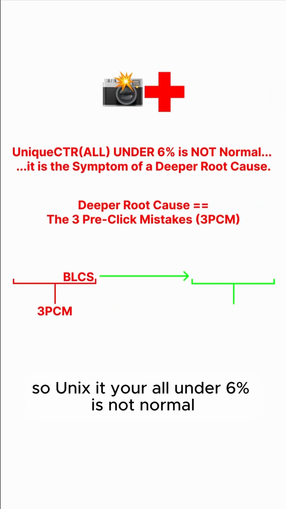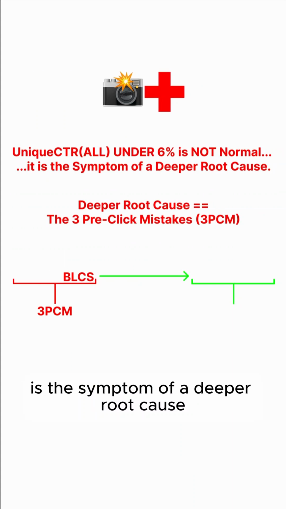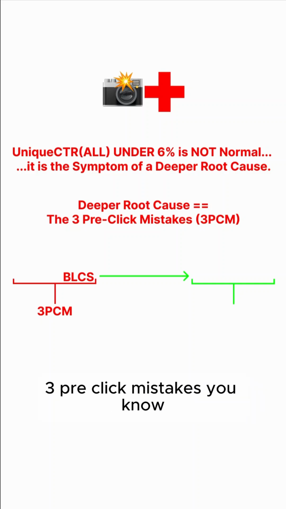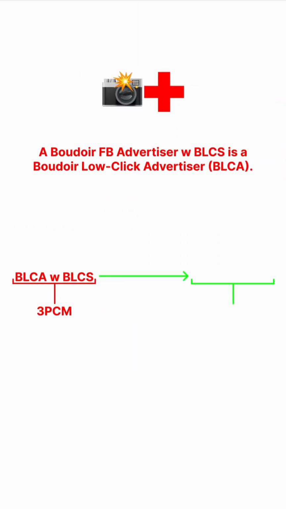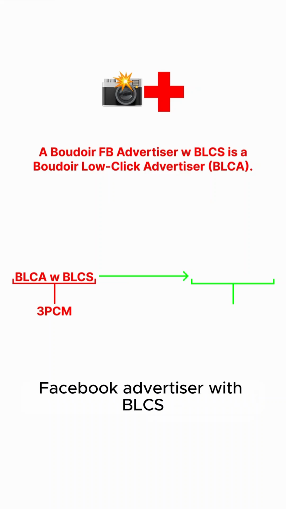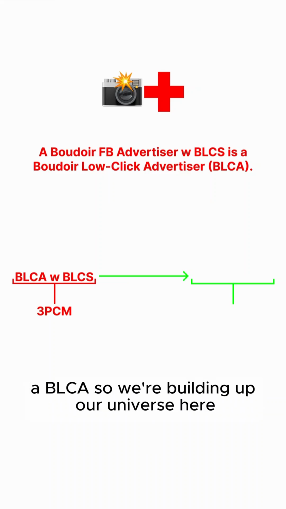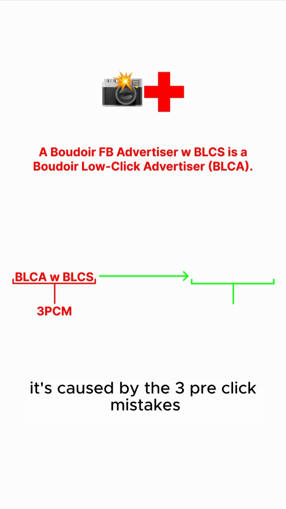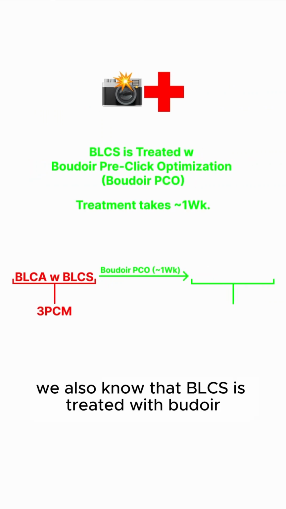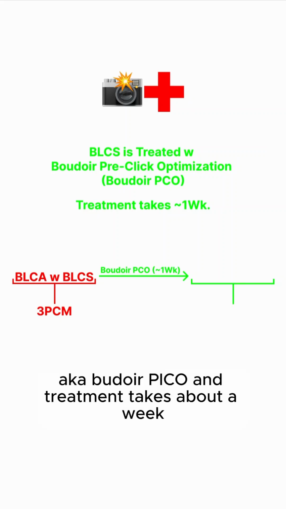So unique CTR all under 6% is not normal, it is the symptom of a deeper root cause. And that deeper root cause is the three pre-click mistakes. We'll look at those at the end of the video. We also know that a Boudoir Facebook advertiser with BLCS is a Boudoir low-click advertiser, a BLCA. So we're building up our universe here. We've got our BLCA with BLCS, caused by the three pre-click mistakes. We also know that BLCS is treated with Boudoir pre-click optimization, aka Boudoir Pico, and treatment takes about a week.